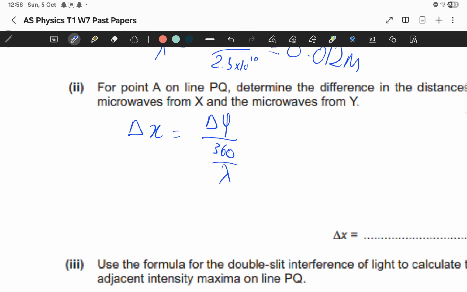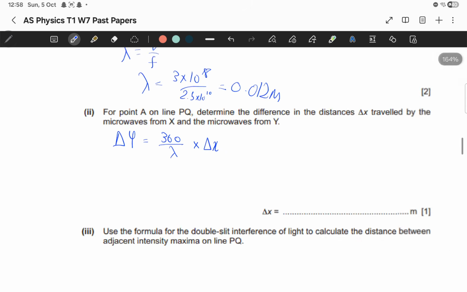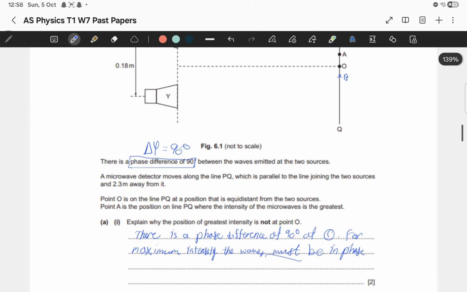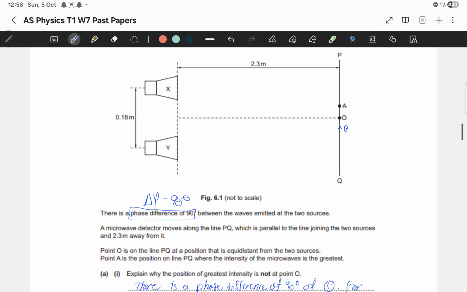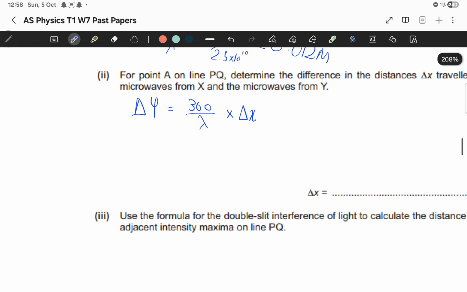Now, why are we using this? Actually, let me write it in the original equation, so then we can use it on an equation solver and it's much easier. Delta phi is equal to 360 over lambda times delta x. Okay, now this is our formula. The reason we can't use L2 minus L1 or m lambda or whatever is because their phase difference is not 0. So it's a bit harder to calculate, so we're going to have to use this. Okay, this is the formula.